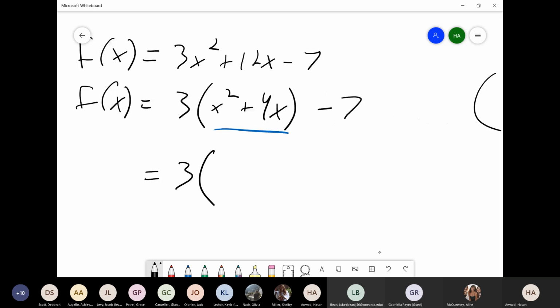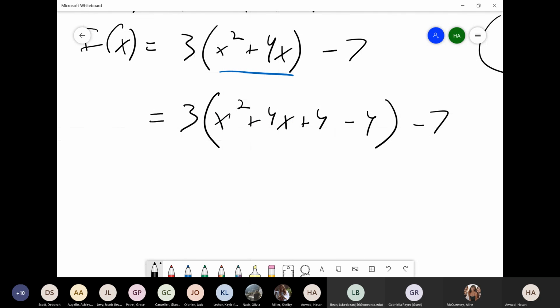So we have 3, and then we're working exclusively within the parentheses here. So x squared plus 4x plus 4. We just have this minus 4 now. But remember, it's inside the parentheses. And the minus 7, again, is still just lingering on the outside. The whole reason that we always add something in when we complete the square is because now we can factor this piece. That x squared plus 4x plus 4, we can now factor.